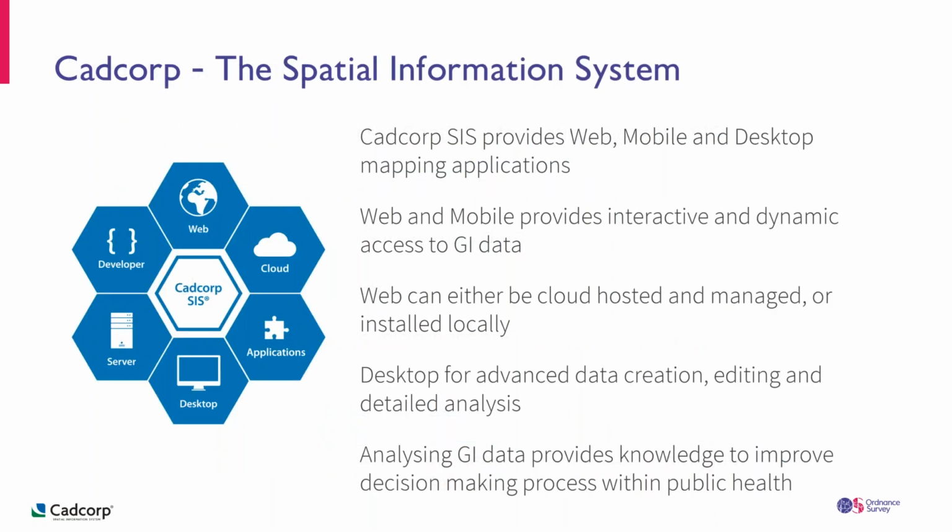The spatial information system, as I said, is a web, mobile and desktop mapping application. The web and the mobile provides interactive and dynamic access to geographical information data, and the desktop applications have a lot of functionality for detailed analysis. Accessing this kind of data, as we'll demonstrate when Ian takes over in a few minutes, provides knowledge to improve decision making within the public health area.